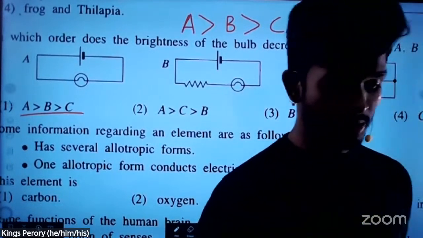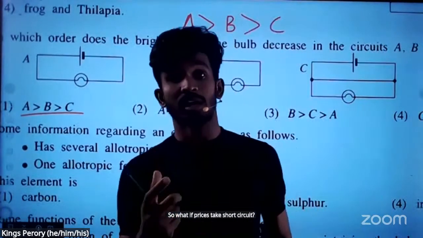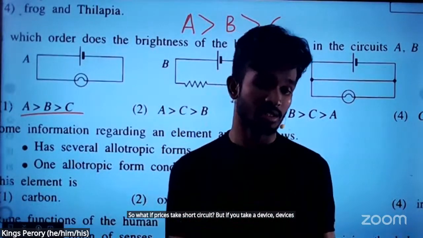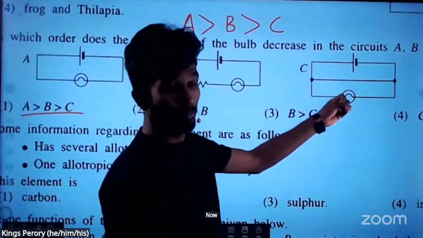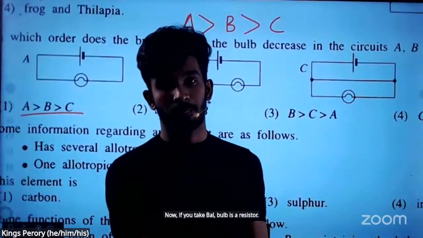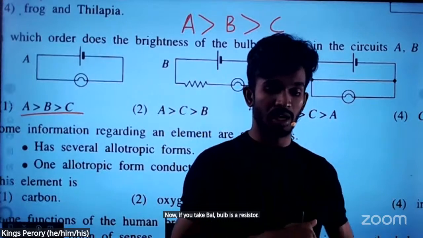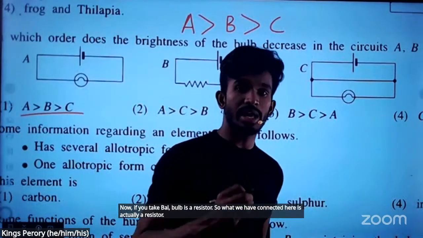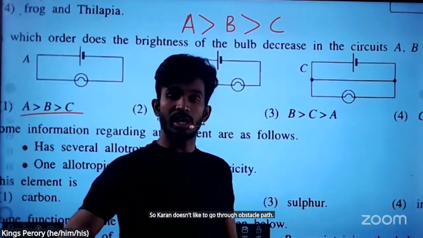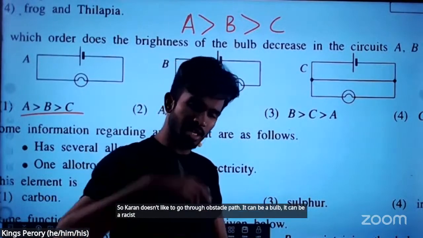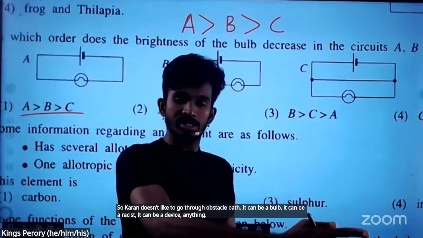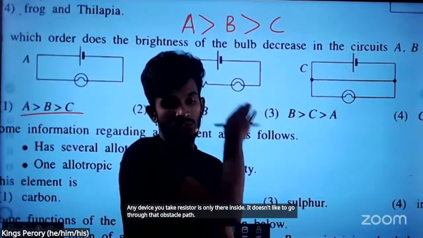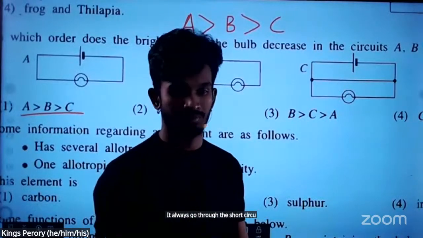So what if the resistor is short circuited? If you take a device, it actually has a resistance. Now if you take a bulb, it is a resistor. So what we have connected here is actually a resistor. Current doesn't like to go through the obstacle path. It can be a bulb, a resistor, a device, anything. Any device you take, resistor is the only answer. So it doesn't like to go through that obstacle path. It always goes through the short circuited path.